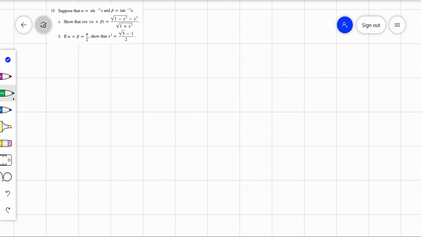Alright, if we look at this, it tells us to let alpha be inverse sine x and beta be inverse tan of x. So that means that sine alpha, if I just rearrange it, equals x, and tan beta equals x. So when it says cos(alpha plus beta), I know that's cos alpha cos beta minus sine alpha sine beta. But I don't know these things separately. But can I tell from these two things here?